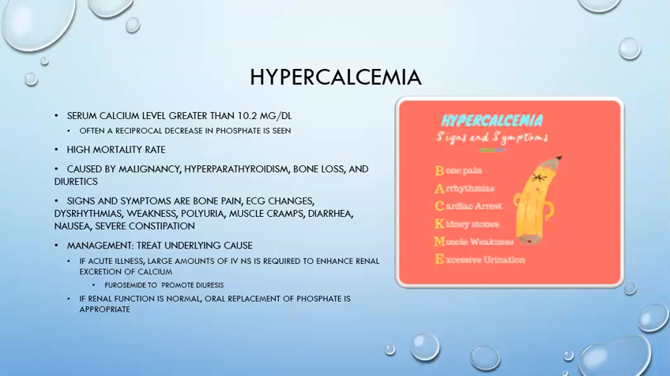Hypercalcemia. This is when your serum calcium level is greater than 10.2. Often you'll see a reciprocal decrease in phosphate. So when one is high, the other's low. When one is low, the other's high. Patients with hypercalcemia will unfortunately have a higher mortality rate, because this is one of the electrolytes that our body does not tolerate outside of its normal levels.